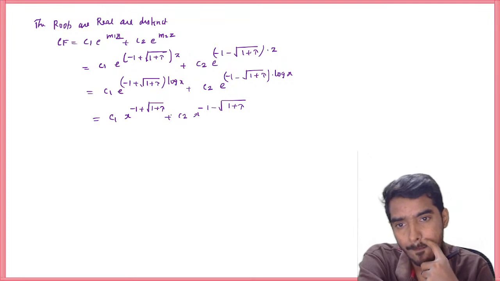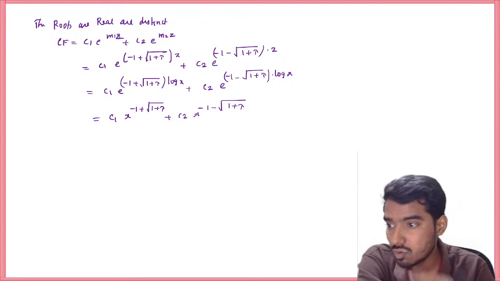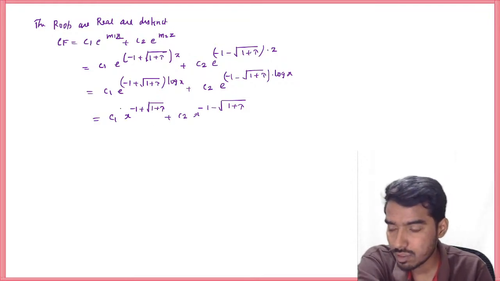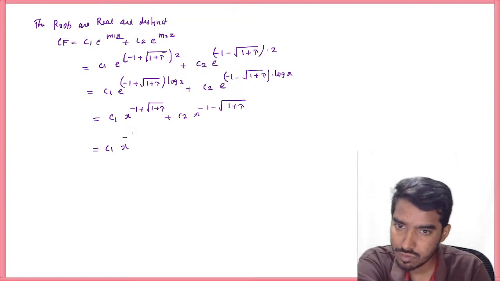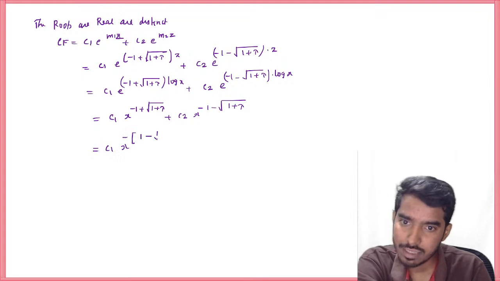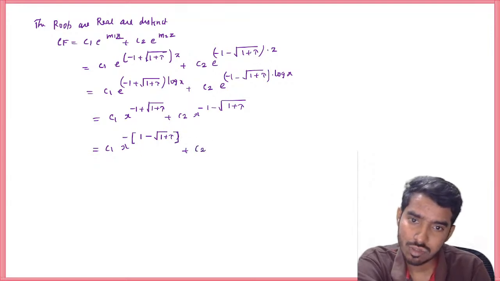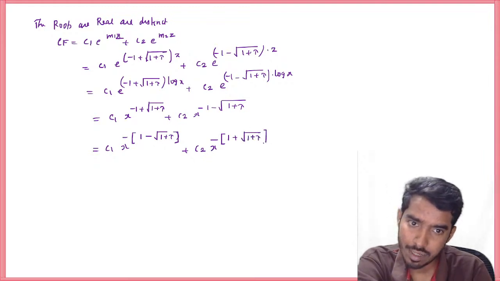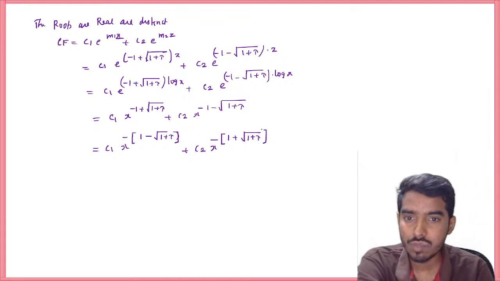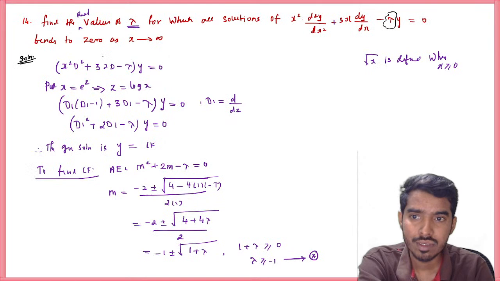Now remember, very important thing. So we have C1 x power minus 1. I can write this as C1 x power minus, taking minus outside, 1 minus root of 1 plus lambda. And here also, if I take minus outside, 1 plus root of 1 plus lambda. This is your solution.